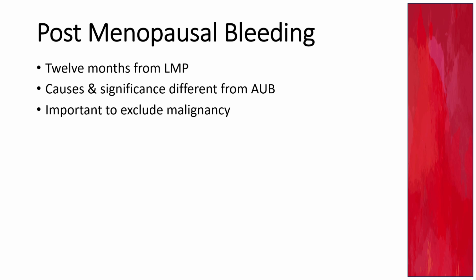It is different from abnormal uterine bleeding and should be considered separate. The etiological classification of FIGO for AUB, the PALM-COEIN system, will not hold good for postmenopausal bleeding. The causes, and hence the significance, are different from AUB. In postmenopausal women, it is important to exclude malignancy.